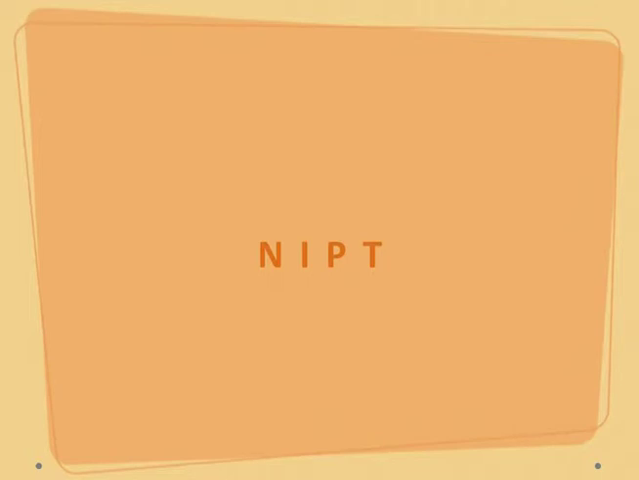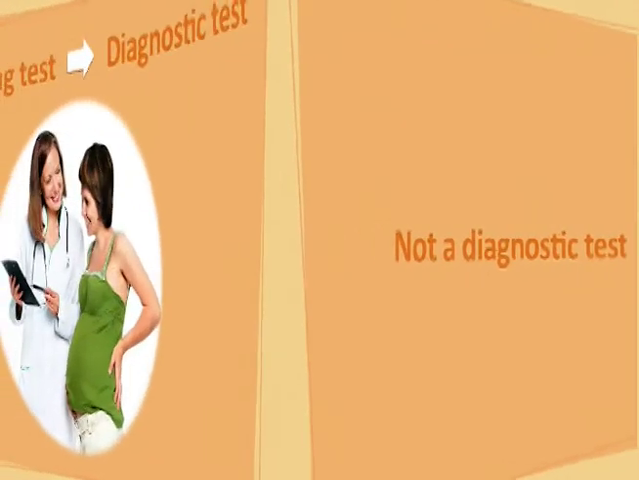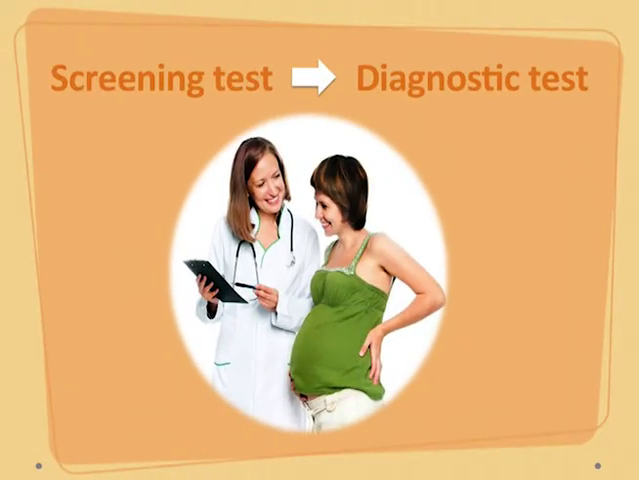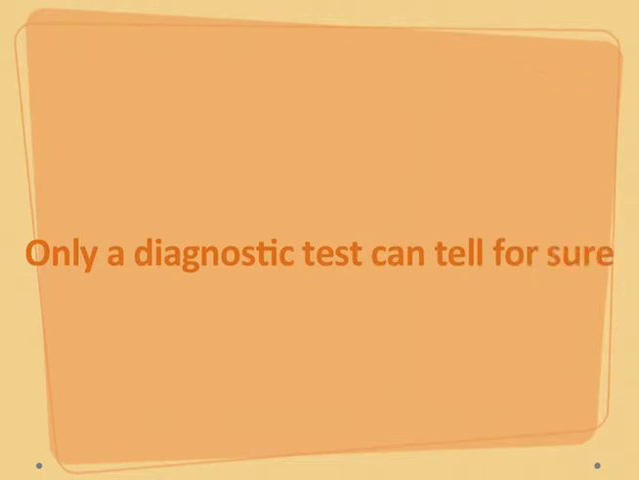NIPT is considered the most accurate screening test currently available for certain chromosome abnormalities, but it is not a diagnostic test. Some women choose to use the results of NIPT screening to decide whether to have a diagnostic test. Only a diagnostic test can tell for sure whether the baby has certain problems.